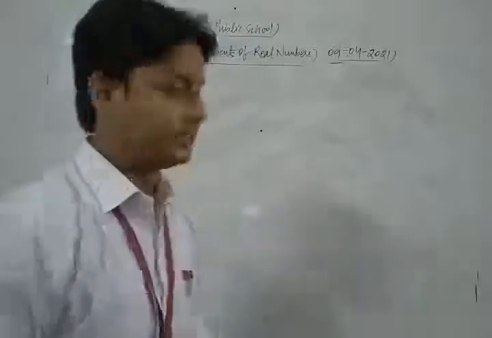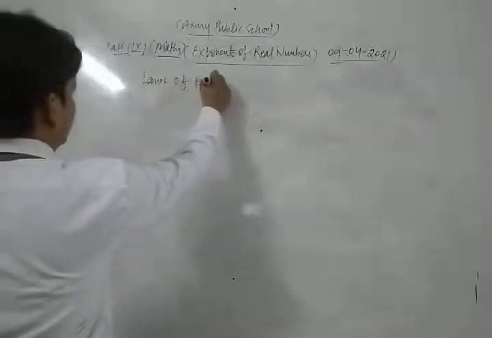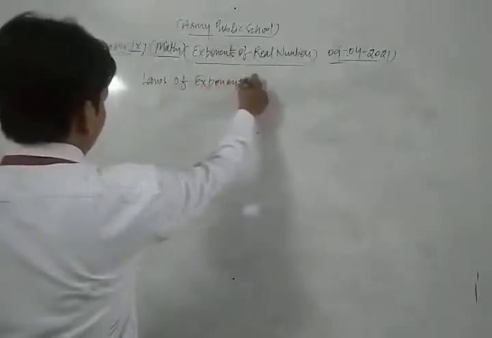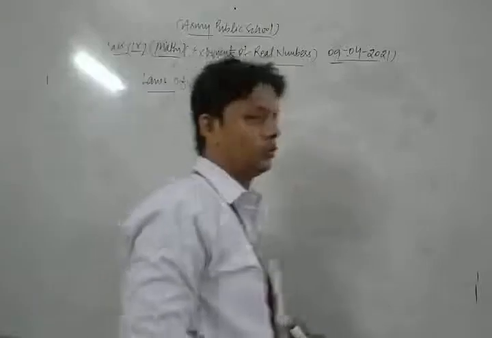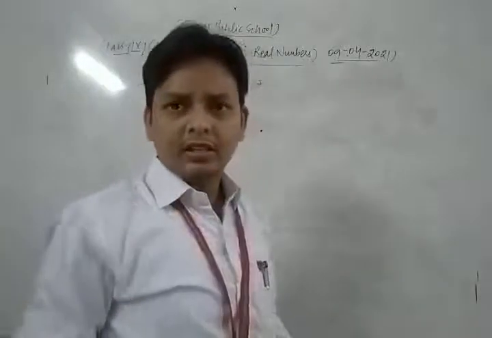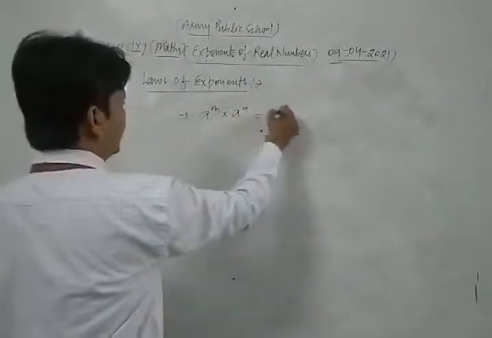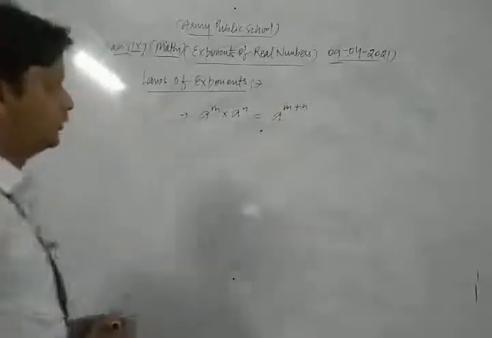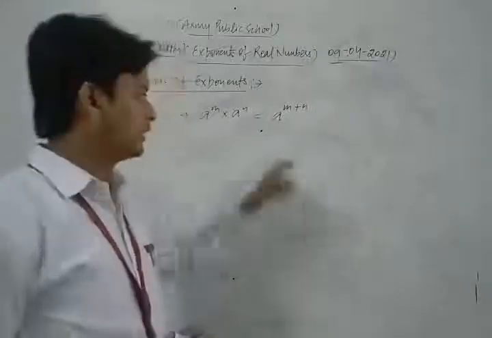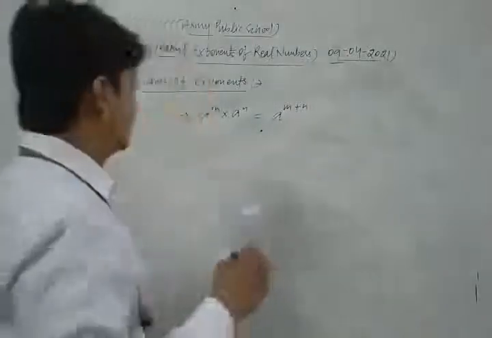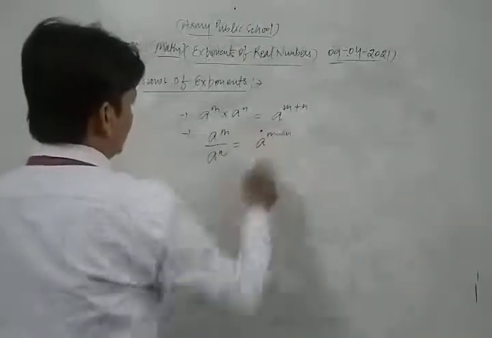So we discuss some important basics, laws of exponents. The first law is: if we have a to the power m into a to the power n, then we write a to the power m plus n. When the bases are the same and the powers are different, we can write a to the power m plus n. Similarly, if we have a to the power m upon a to the power n, then we write a to the power m minus n.